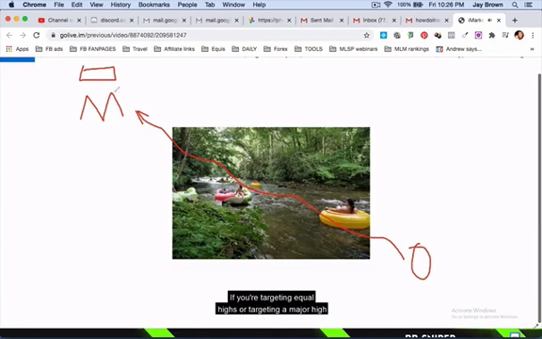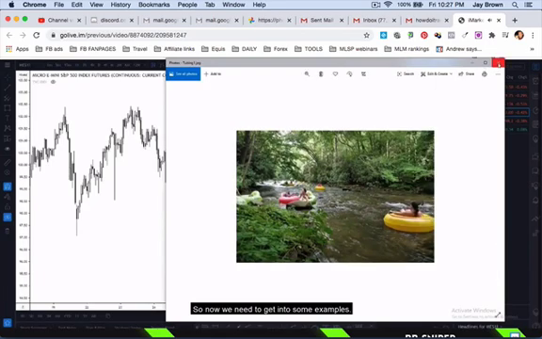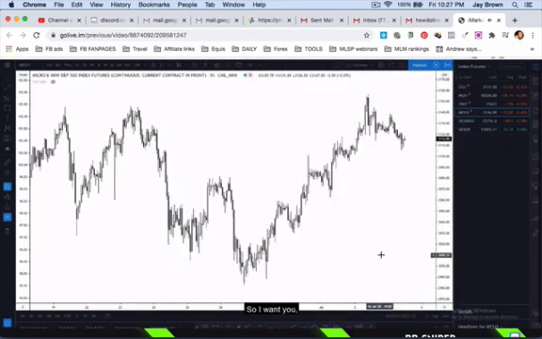If you're targeting equal highs or a major high of that nature, in between the low that was set and the high that it's going to, you're going to find institutional order flow in the form of what I just told you: institutional candles, imbalances, and everything else that we talk about in the trade house. I'm not going to go over every single thing. Now we need to get into some examples.